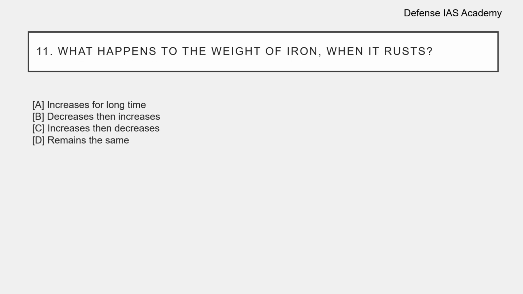Question number 11. What happens to the weight of iron when it rusts? Options are option A increases for long time, option B decreases then increases, option C increases then decreases, option D remain the same. The correct answer is option C increases then decreases.